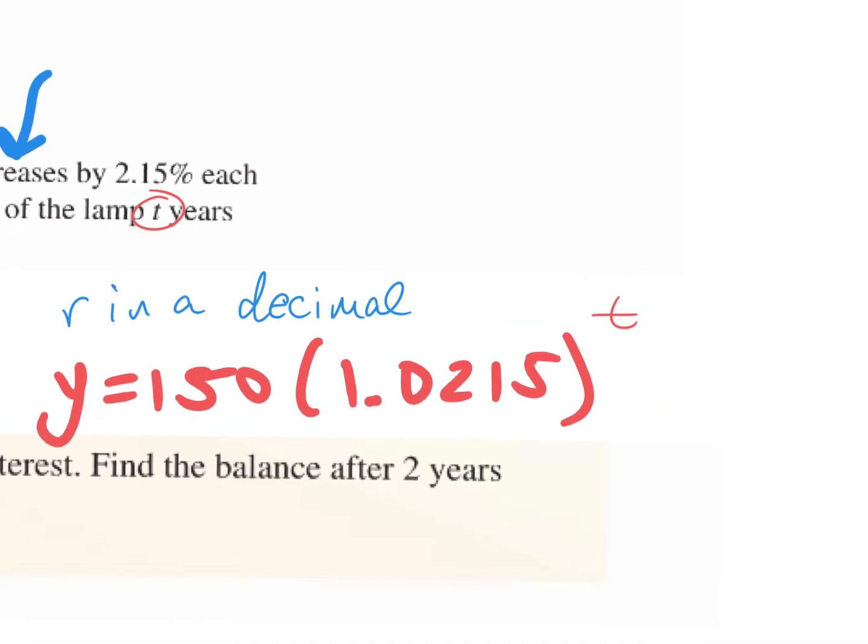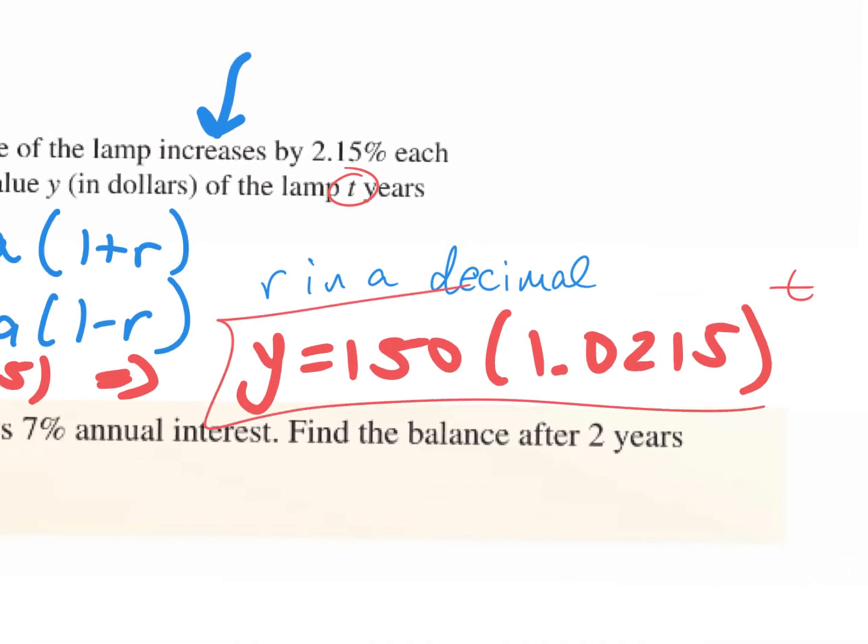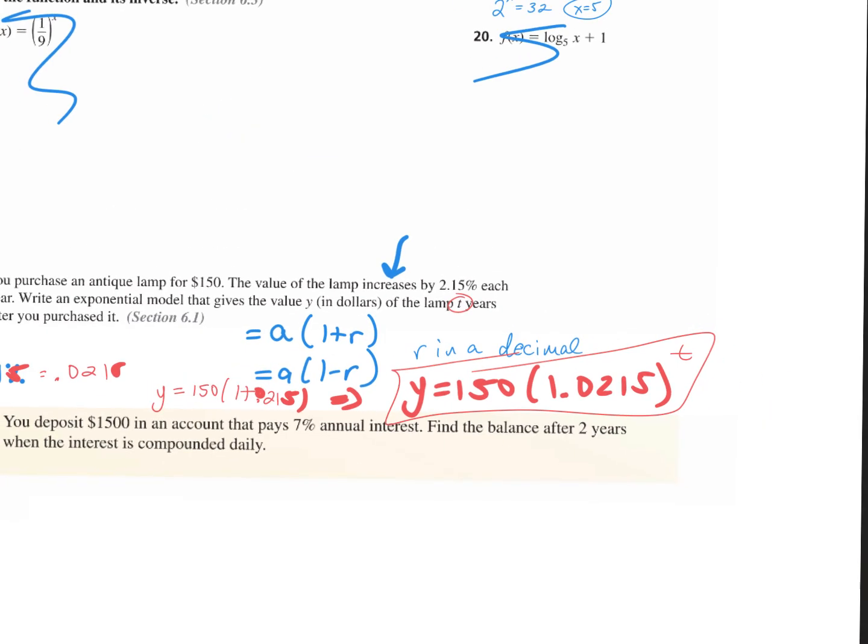So after 5 years, you would put 5 in for t. After 8 years, you would put 8 in for t. It's always in terms of time. But you guys have to recognize the 2 things from this: to recognize if it's a growth or a decay, so if you're going to add or subtract, and then whatever the interest rate is, you have to change it to a decimal.